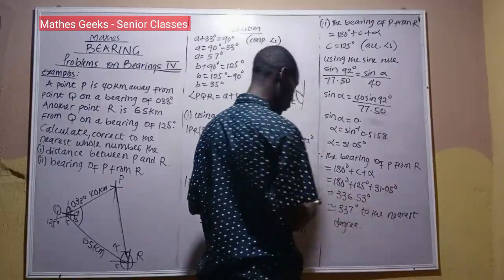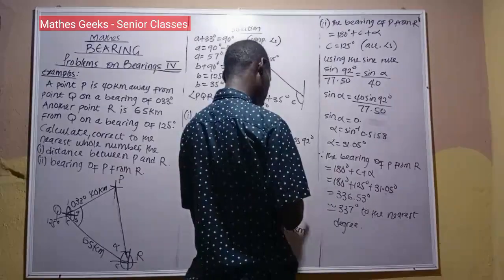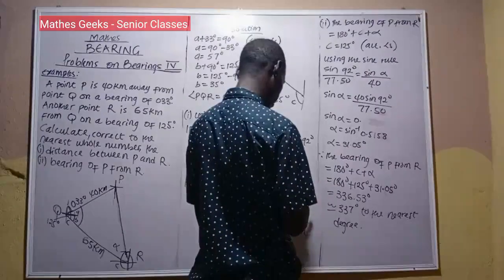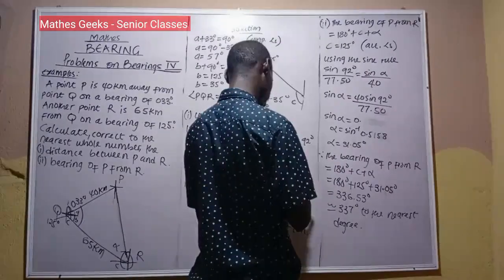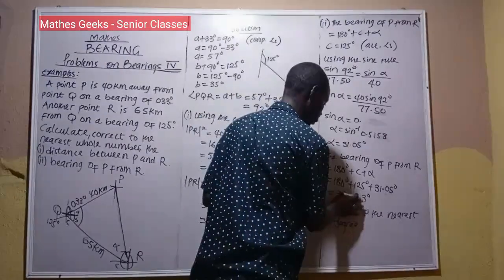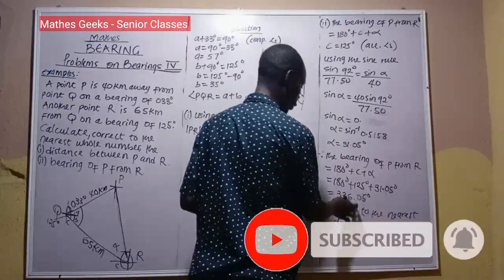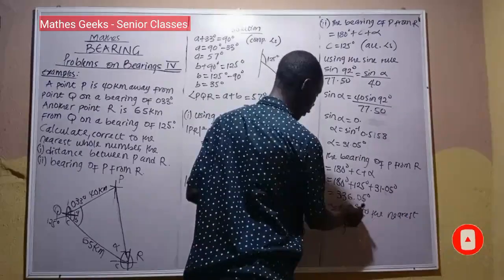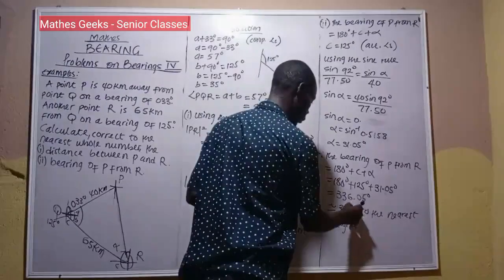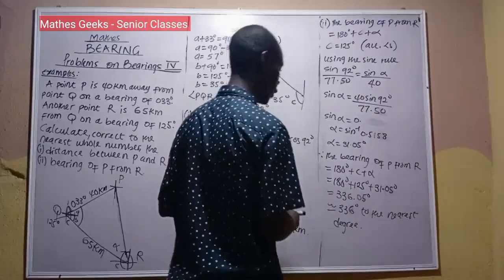31.05 degrees. And let's add up again. 180 plus C, 125, plus 31.05 is 336.05, and so the nearest degree will be 336 degrees. 336 degrees to the nearest degree.